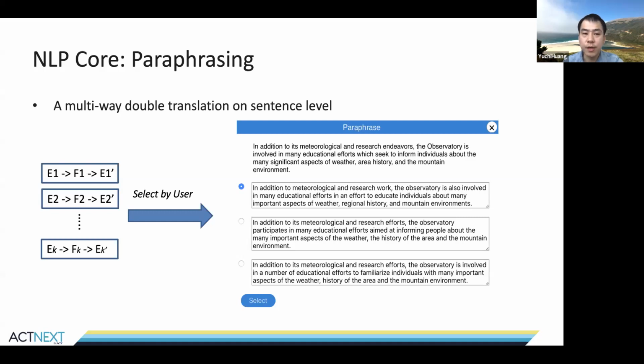So what we do is that we select a list of different languages, say like French and Chinese, Japanese. We use them as the intermediate language to do this double translation, and we will rank the results of this double translation by semantic distance and also the wording distance. That is whether they look different, but actually present the same meaning, for users to choose.